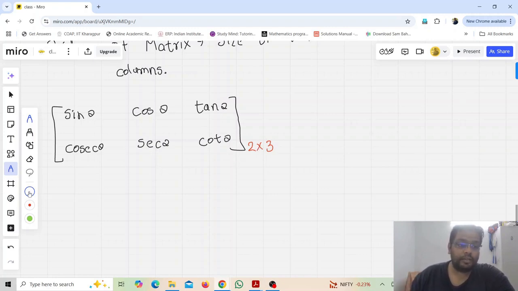So how do we signify the order of matrix? We say order of matrix is in the form number of rows into number of columns. So as we have 2 rows here, 2 times 3.